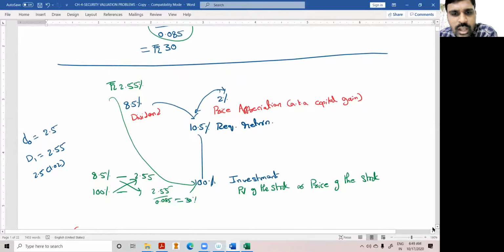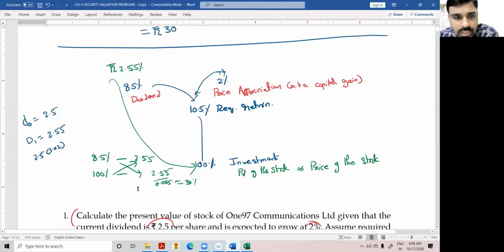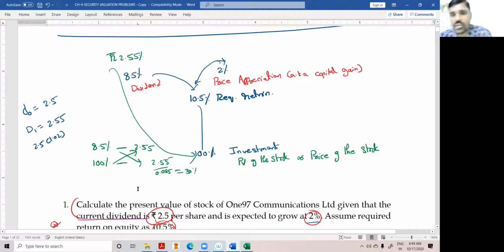This is a logical way of thinking, not substituting the figures in the formula. I'm investing 100%. I want a 10.5% required return. Out of that, I'm getting 2% in the form of price appreciation. The balance 8.5% will come in the form of dividend. That is, the dividend is 2.55, not 2.5. 2.5 is already completed; your expected dividend is 2.55.